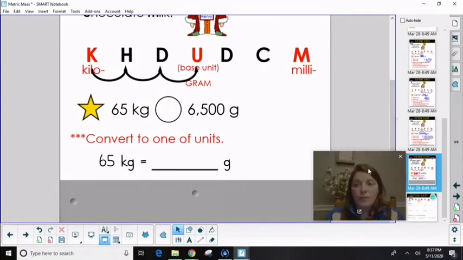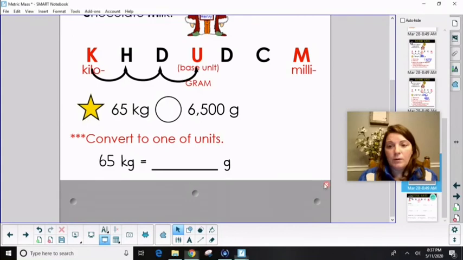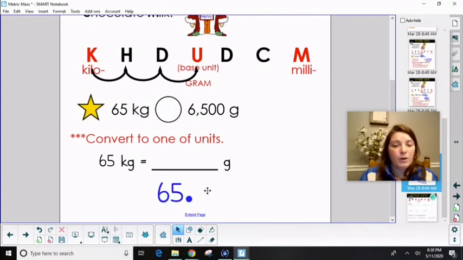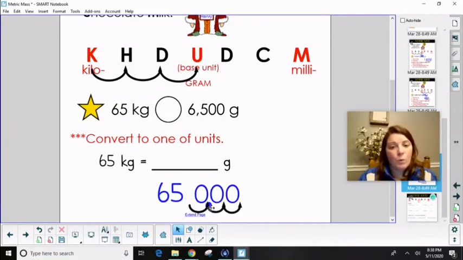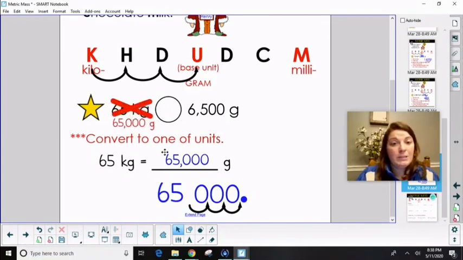So I need to move my decimal point 3 to the right. Here we go. Let's build in those zeros so we have a place to move it. 3 to the right. 1, 2, 3. Now I have 65,000 grams. Now I'm not done with this yet because I still have to draw my comparison. So if this 65 kilograms is really the same as 65,000 grams, now I can compare.